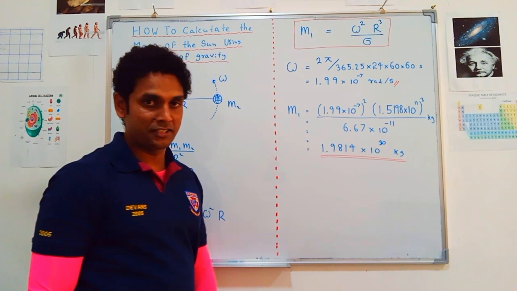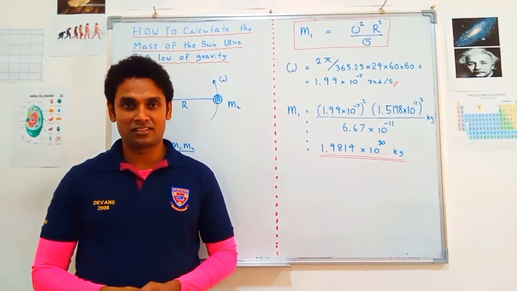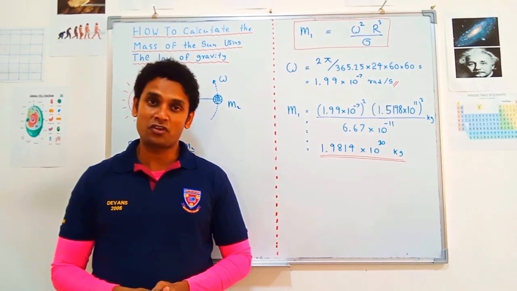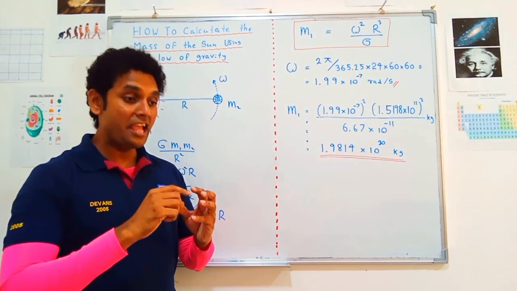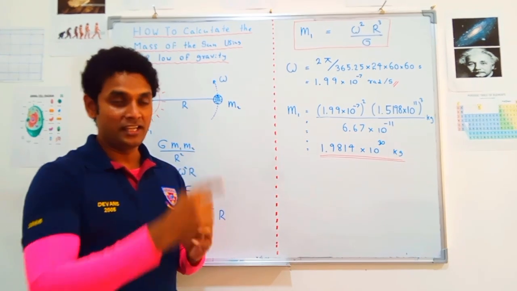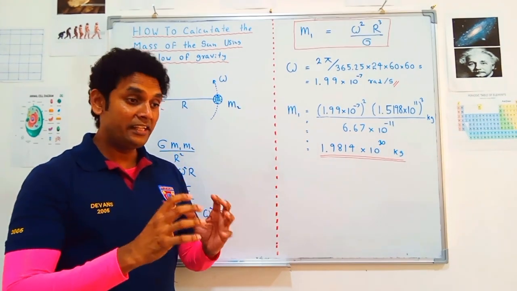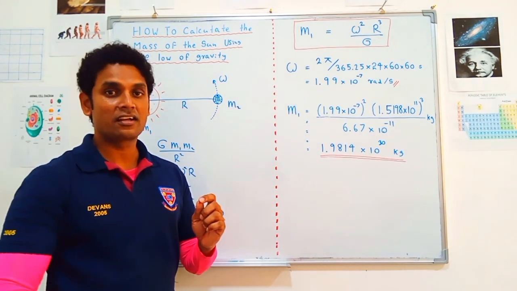Now we have a challenge. Do we know the angular speed of earth? Yes, of course we know. Because the earth in every year completes one full revolution around the sun. It means the earth in every year is rotating 2 pi radians around the sun.